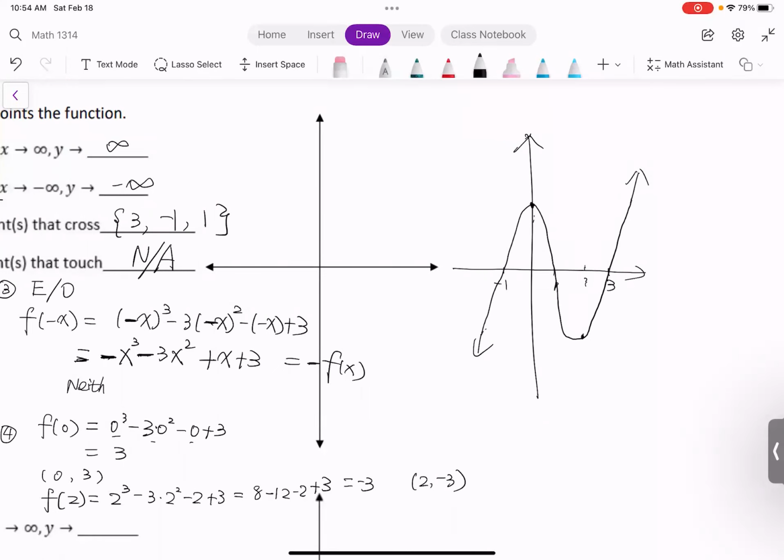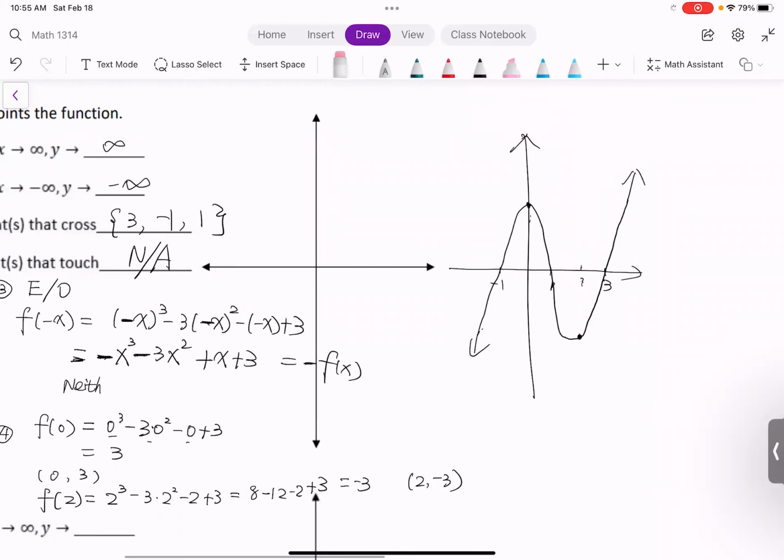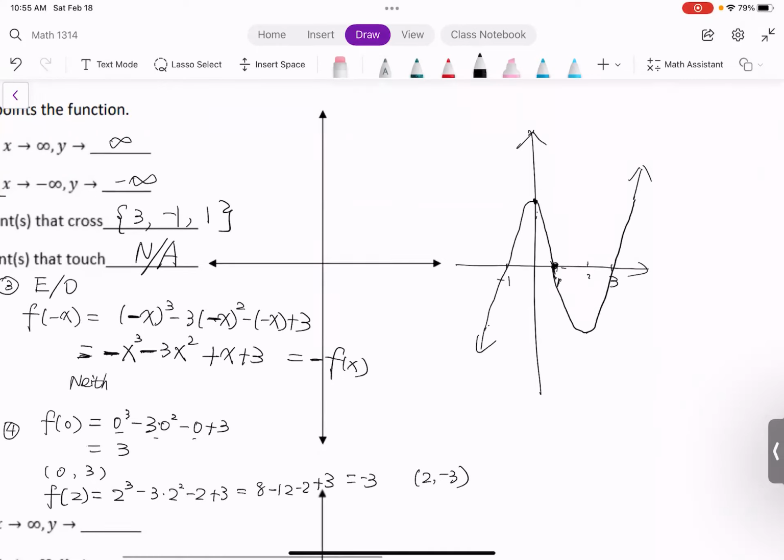Assume that I have the correct graph, because sometimes it's not that accurate. Graph a new one. And all the corners must be smooth, because this is a polynomial. All right, let's move on to the next part.